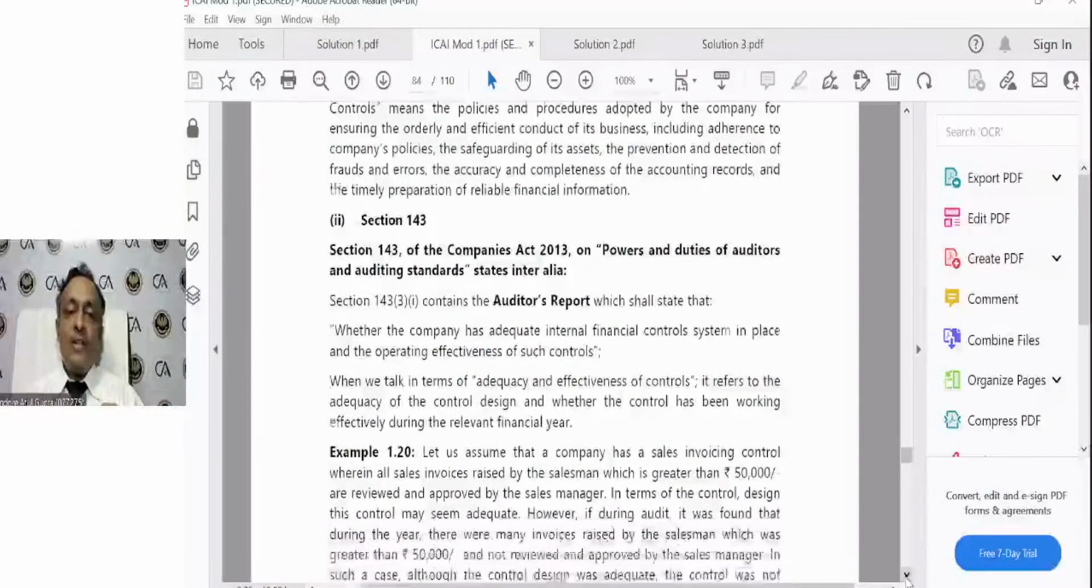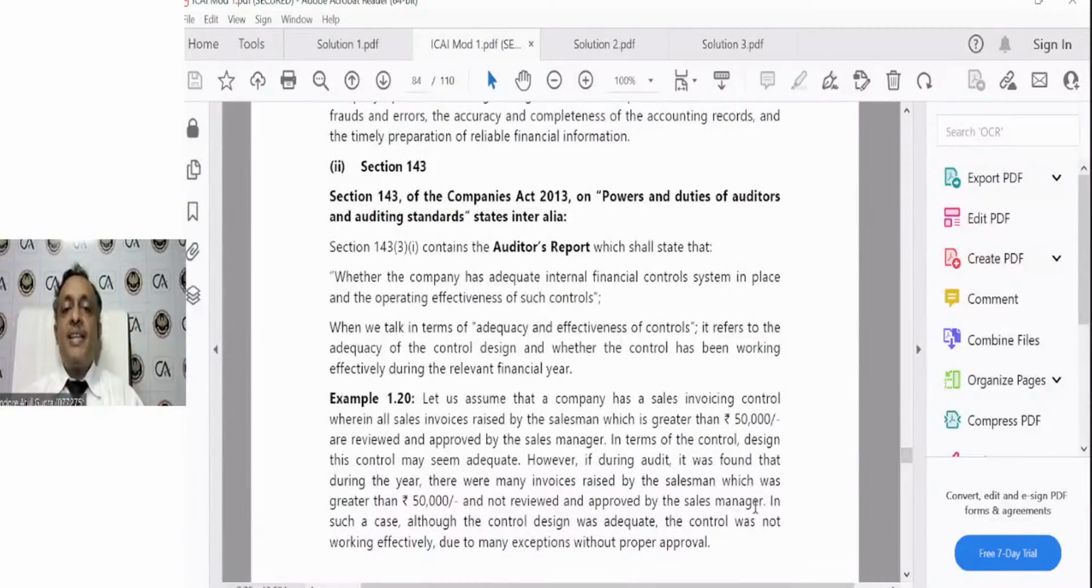Then section 143, coming to the auditor. So what is the auditor doing? Checking whether the controls are proper. Implementation of control is the responsibility of the director. Checking whether they are working effectively, efficiently, and continuously effective and efficient is the job of the auditor. Whether the company has adequate internal financial control in place and is operating effectively. So if they are not in place, SA 260. If they are there and not operating effectively, SA 265, that is important.